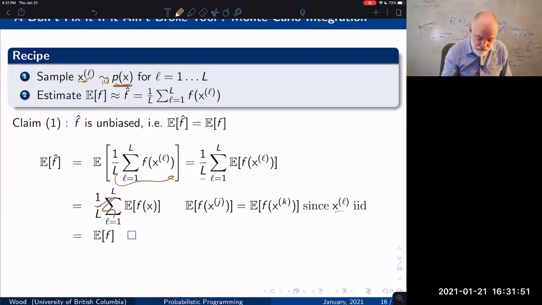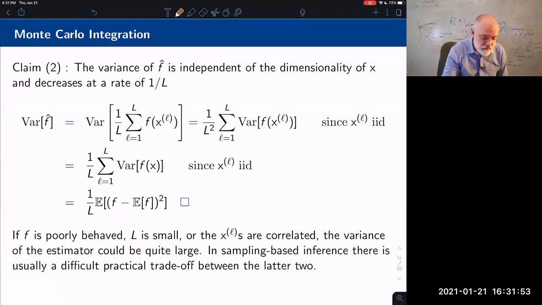Cool, that's cool. The even cooler thing is that the variance of our estimator is independent of the dimensionality of x and decreases at a rate of 1 over L, where L is the number of samples you take. This is going to show up later on when we talk about streaming or anytime inference algorithms, where you have a sampler that continually generates a sequence of samples. So basically, all of the probabilistic programming evaluators that you build will generate sequences of samples, so that these expectations converge in this sense.